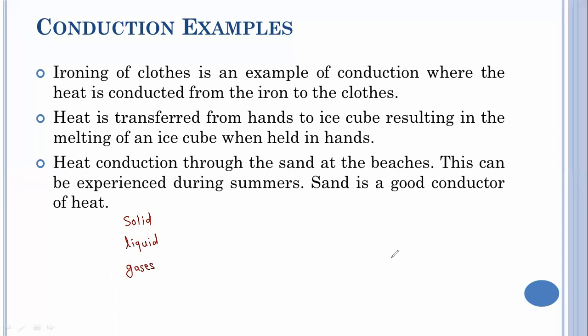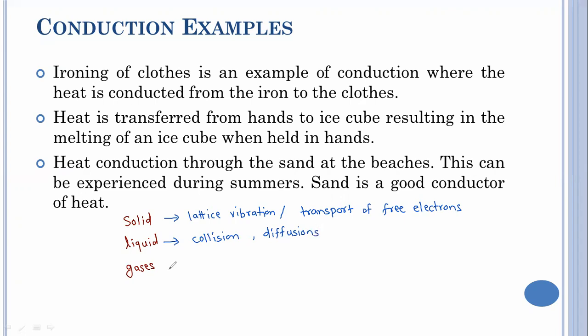So, how does heat conduction take place in solid? Heat conduction takes place due to lattice vibration or transport of free electrons. Please remember all the reasons how heat conduction takes place. In case of liquid, there are basically two mechanisms. One is collision of molecules, and second is diffusion. So these are the two mechanisms by which conduction takes place in liquid.